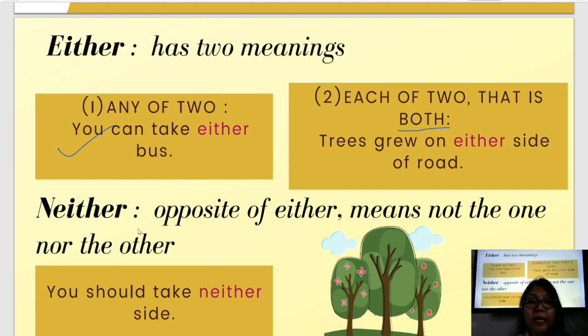What is neither? Neither is simply the opposite of either. It means not the one nor the other. The example, you should take neither side. Be fair and square. Don't have to take any of the sides.